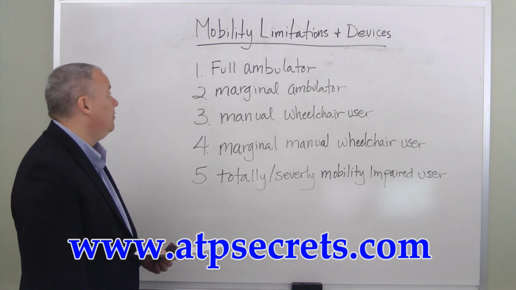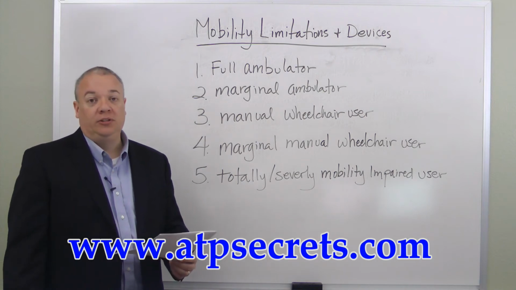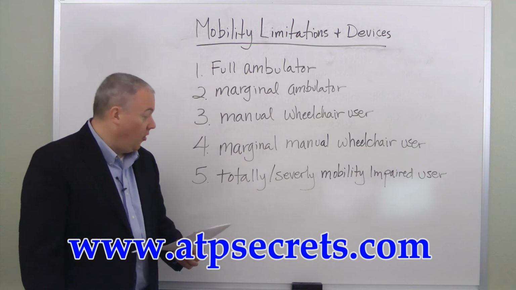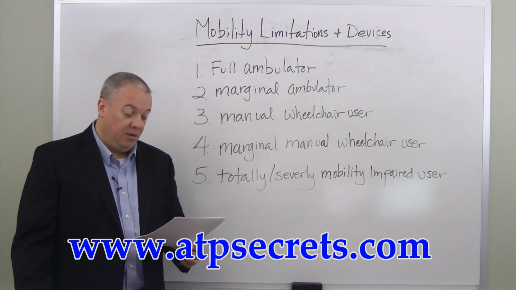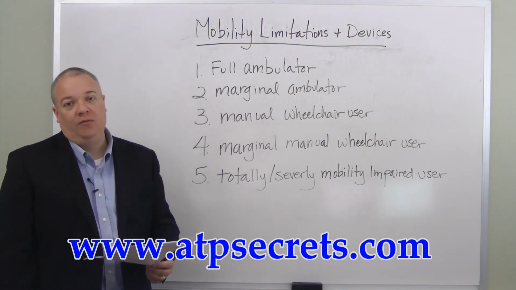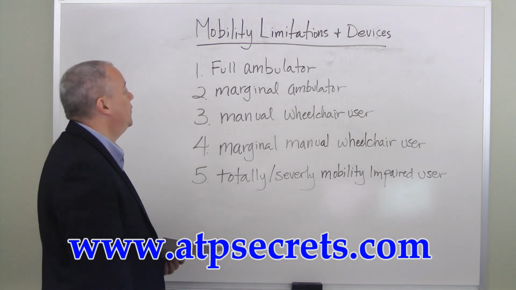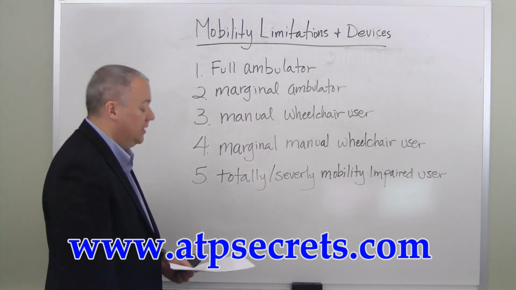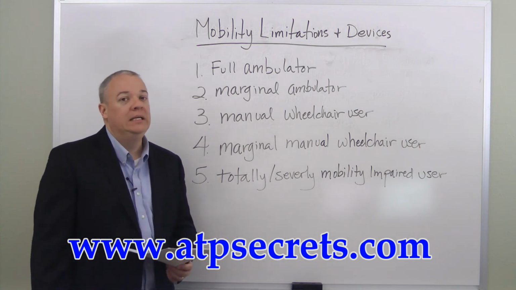And then finally, at level 5, we have someone who cannot propel themselves independently in a manual wheelchair at all. They have no self-ability to propel. They are a totally or severely mobility impaired user. This person usually has a powered mobility base, a dependent mobility base, and that is their only option for independent mobility. So we go from no limitations, full ambulator, through the various limitations down to the severely mobility impaired, where they have to have a complete powered mobility base to have any sort of independent mobility at all.